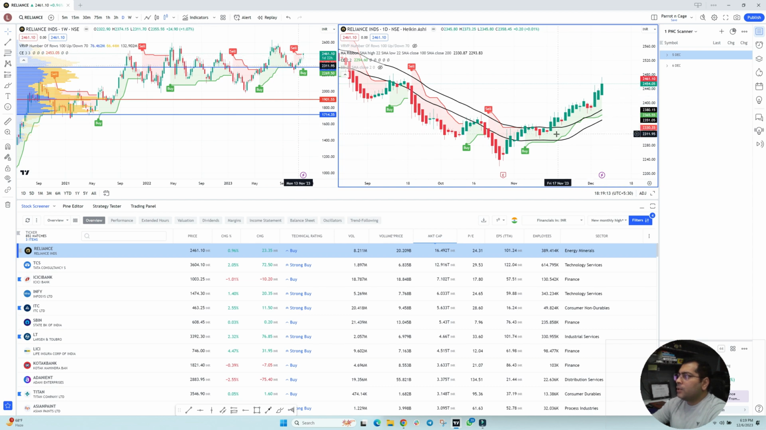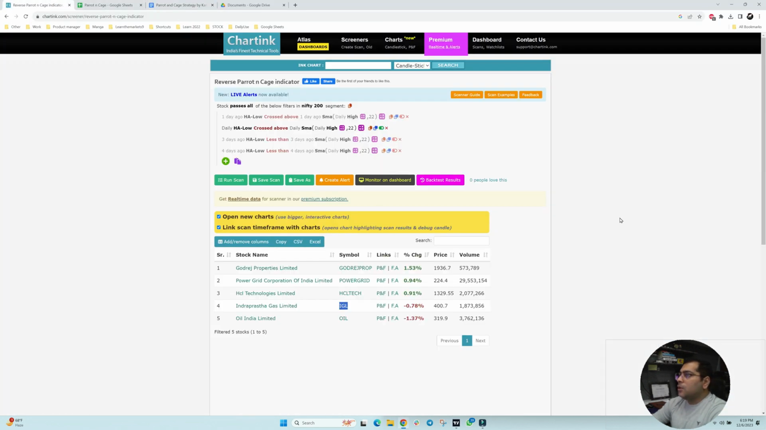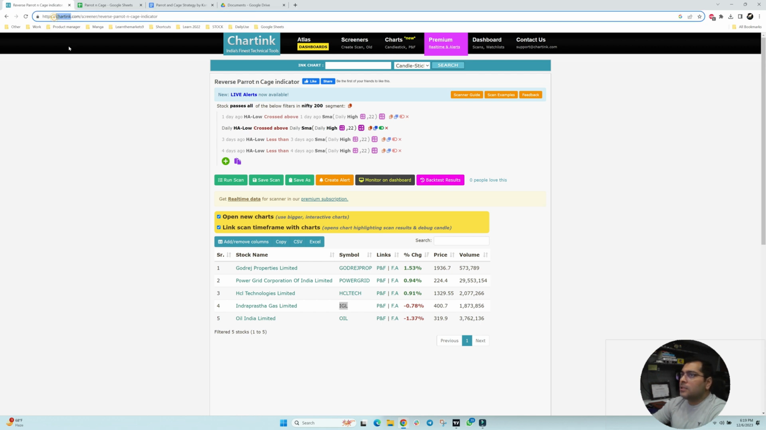So what I'm trying to do is create a scanner using our different parameters listed here, and I try to identify the stocks where the candle is just leaving this stage. So let's move to the scanner. So basically this is Chartink. This is a tool available for everyone to see over the web.